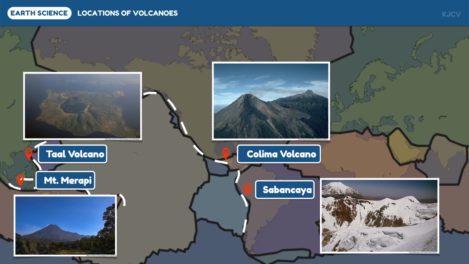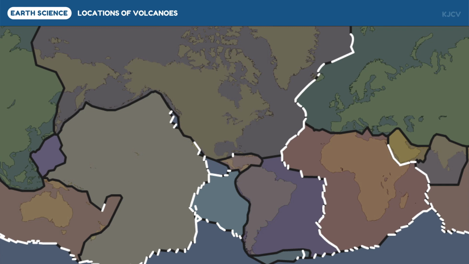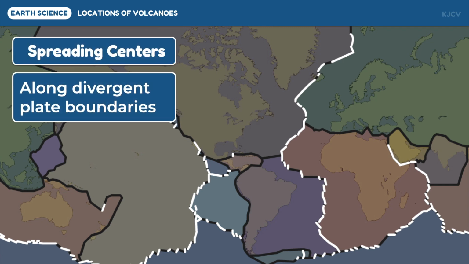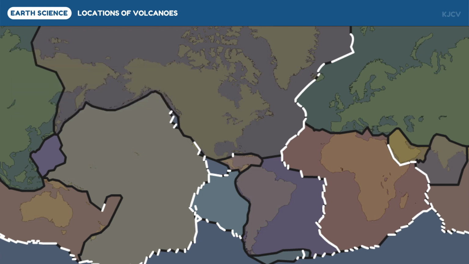Most of the volcanoes which we know are found along convergent plate boundaries. However, a significant percentage of the world's volcanoes are also found along divergent plate boundaries, or the spreading centers. These areas are also locations of active volcanism because of the presence of the ridge. The crust which forms in the ridge is in the form of lava. Thus, volcanism occurs. The most common example of volcanism due to divergence is the Mid-Atlantic Ridge.